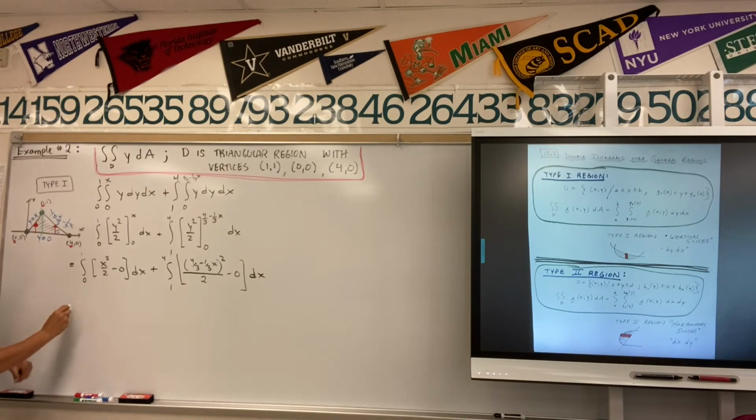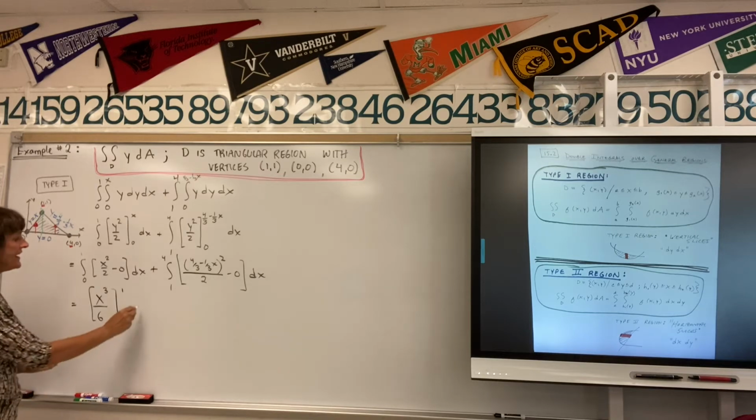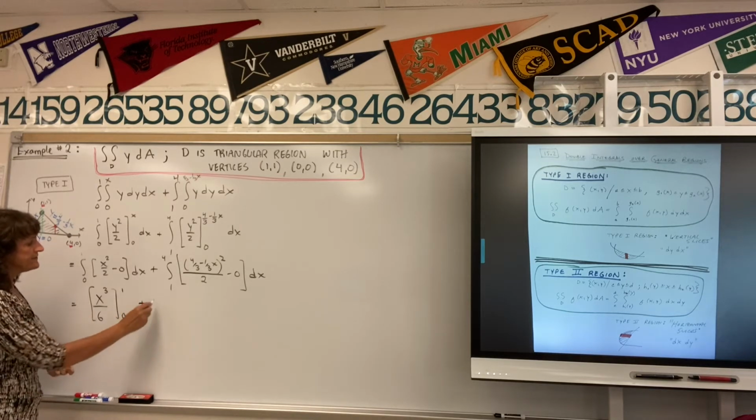So let's integrate this with respect to x. Integrate with respect to x, you get x to the 3rd over, there's 2 already there, multiplied by 3, 6. This gets evaluated from 0 to 1, all right? And then over here, let's simplify this a little bit.